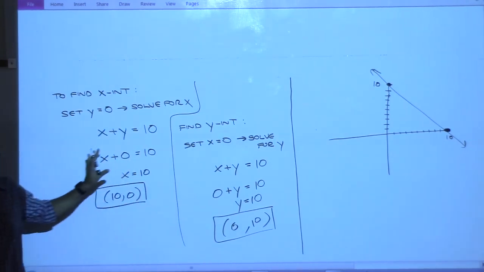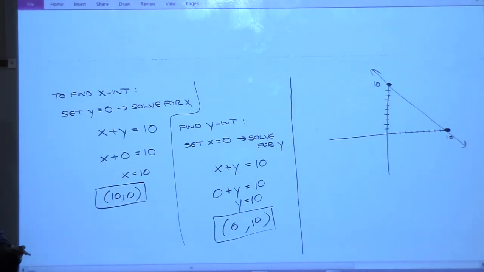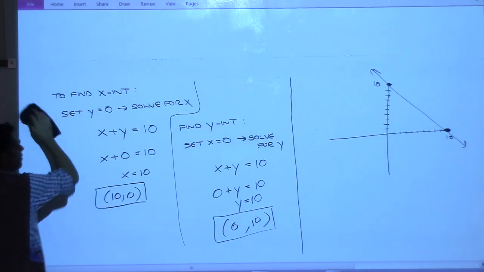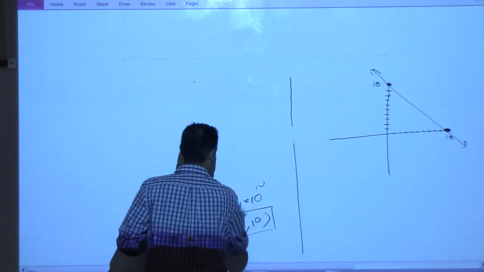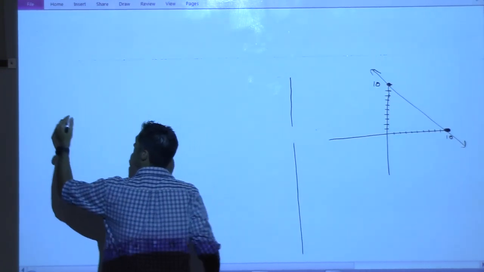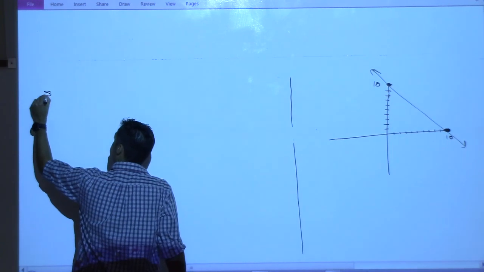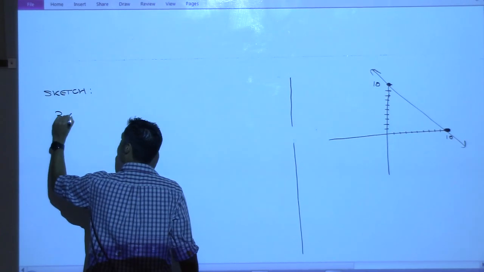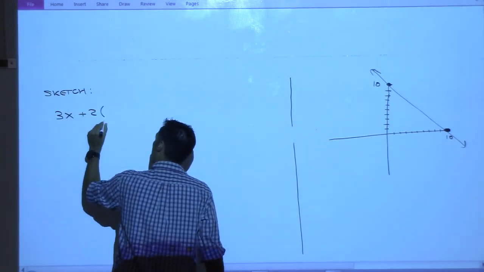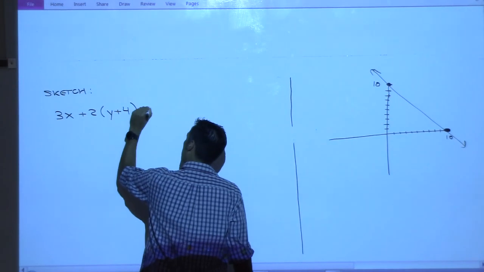So this problem was relatively easy, right? There was nothing crazy about the equation. Everything worked out nice. The important thing is just the method, okay? So now we try a slightly harder linear equation in 2 variables and see if we can do the same thing, all right? Any questions on the method? Okay, let's do a harder one. Okay, let's do this one. Let's sketch this line, 3x plus 2 times y plus 4 equals 7.